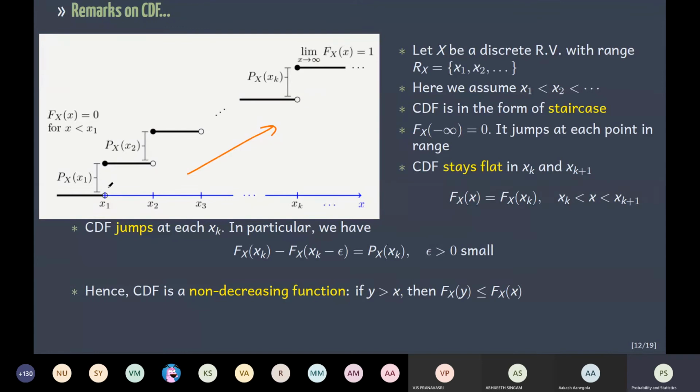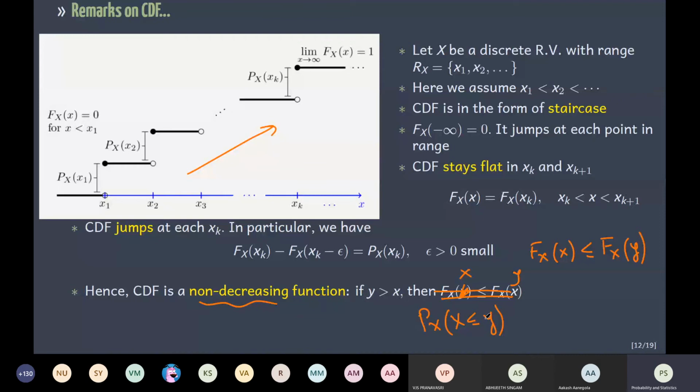That is very clear because it's cumulative, so it's adding up the probability. So naturally it is a non-decreasing function, very easy to prove. Because this is like the probability of X such that X is less than or equal to y. If y is greater than x, then F_X(x) is less than or equal to F_X(y). So if y is greater than x, then F_X(y) will be greater than F_X(x).